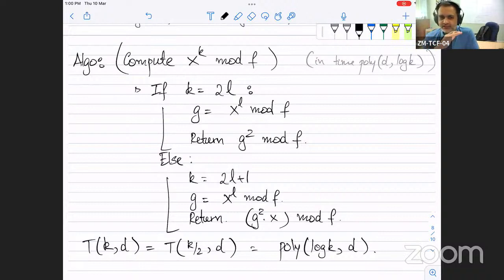Was this okay? I hope people are able to follow what's going on here. So this is in general called repeated squaring. Whenever you have x power something and you want to reduce modulo whatever, there's a way of doing it rather than just multiplying x with itself k times. You can do these big jumps, where you square every time and then handle the even and odd case appropriately.